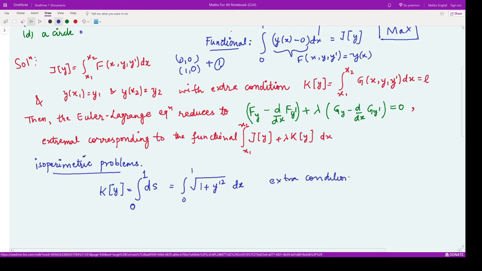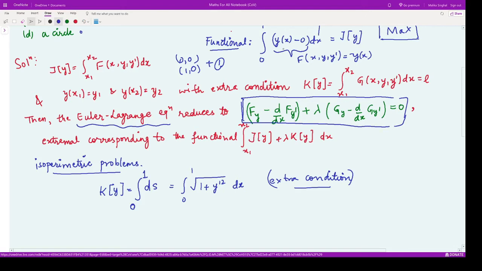So, let us see how to find the extremal in such a situation. In this case, we have a result in which the Euler-Lagrange equation reduces to a particular form. Suppose the given functional is represented by the function f and the extra condition is given by the functional g. Then the Euler-Lagrange equation has this form, where we first write the Euler-Lagrange equation in the traditional form corresponding to f, plus lambda times the same with respect to g. So let us solve this equation.